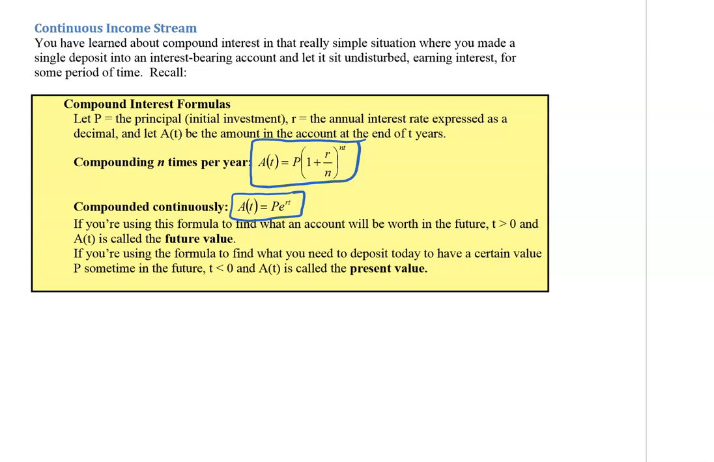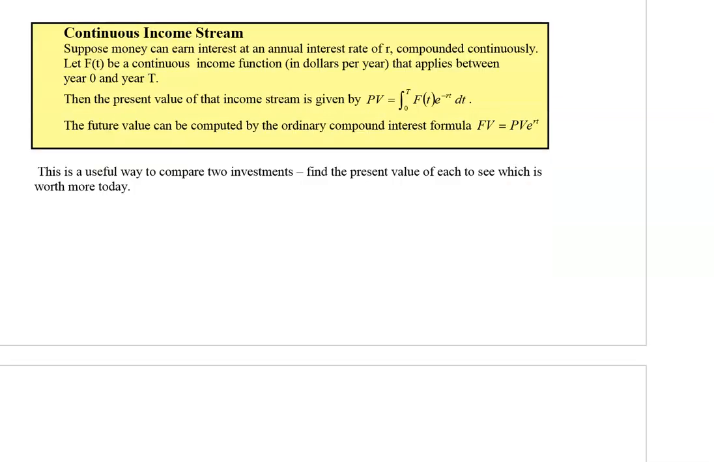The idea is each little bit of income in the future needs to be multiplied by the exponential function to bring it back to the present. And then we'll add them all up. And so if we're adding up all those values, that's where that definite integral comes into play.